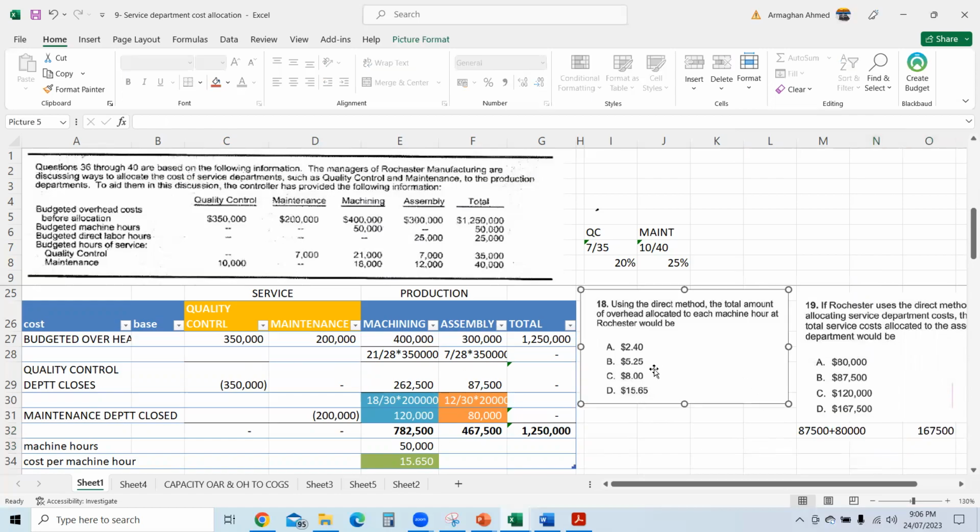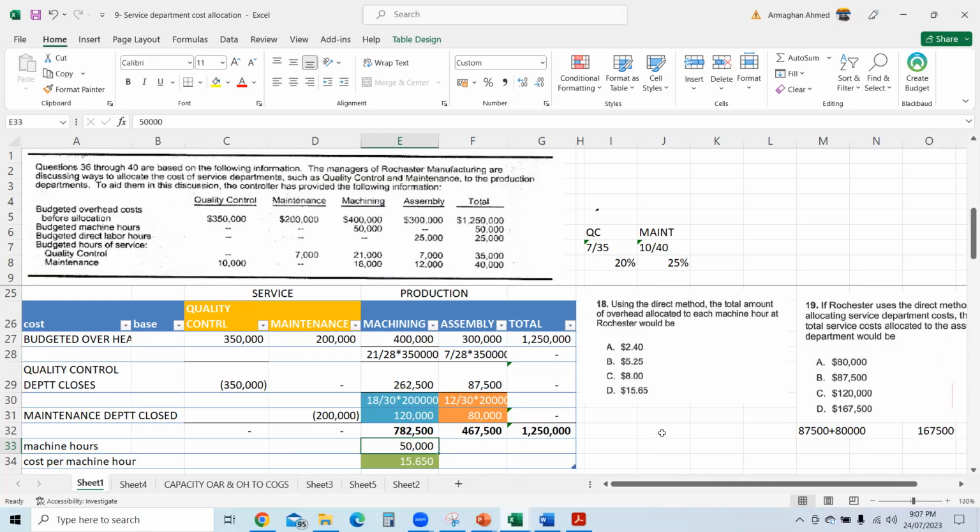In the first question, they asked what is the machine cost per hour. They can also ask this way for assembly, because assembly hours are also given. So if they ask what is the cost allocated to each assembly labor hour, how will you calculate? Labor hours are there in which department? Assembly, right? What is the total cost allocated to each hour? Can you tell me the answer?